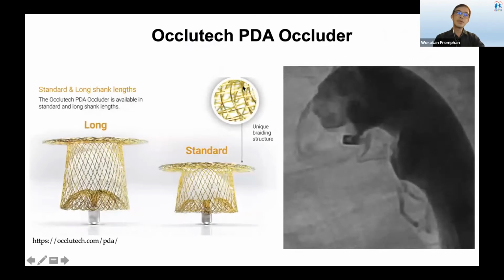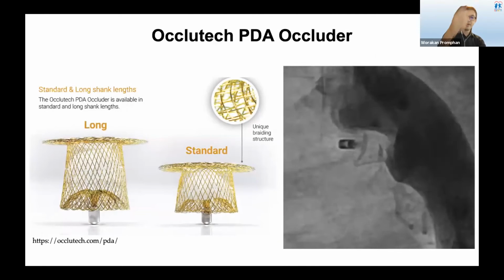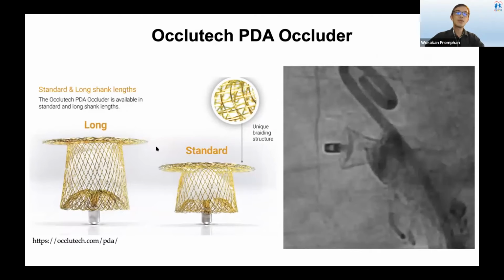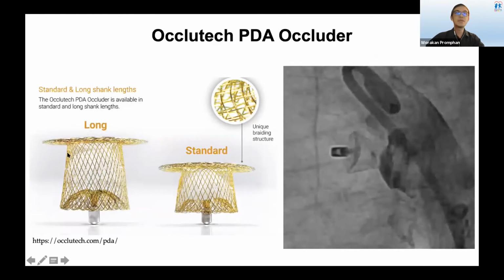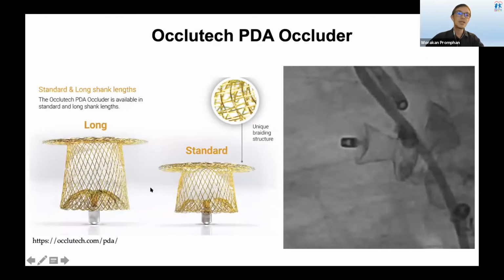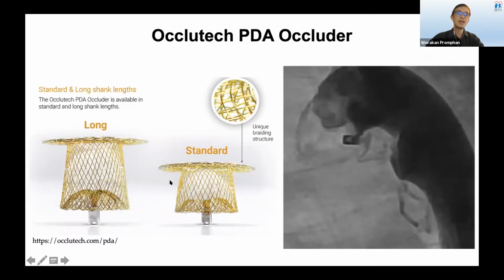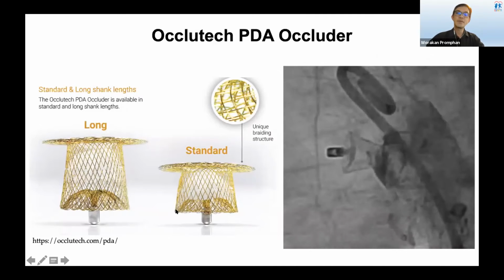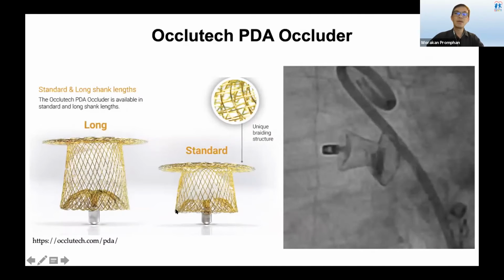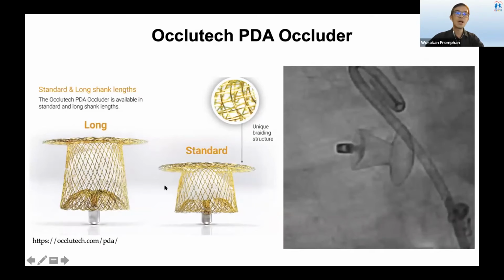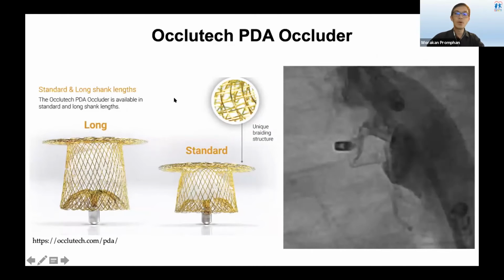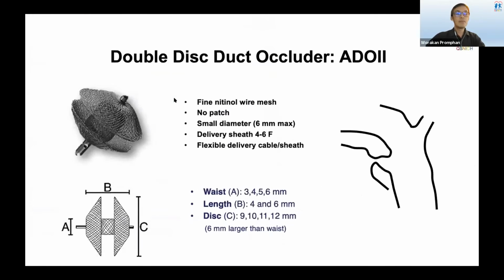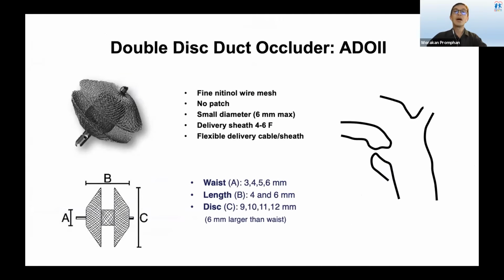And just a few years back, more than 5 years now, they also invented a different shape of the single disc device. It's a reverse cone shaped device, and they designed a standard one and also a long one in order to make sure that all types of the ductus can be closed with this kind of device. But it's not completely useful for all the ductus that we have been treating so far.